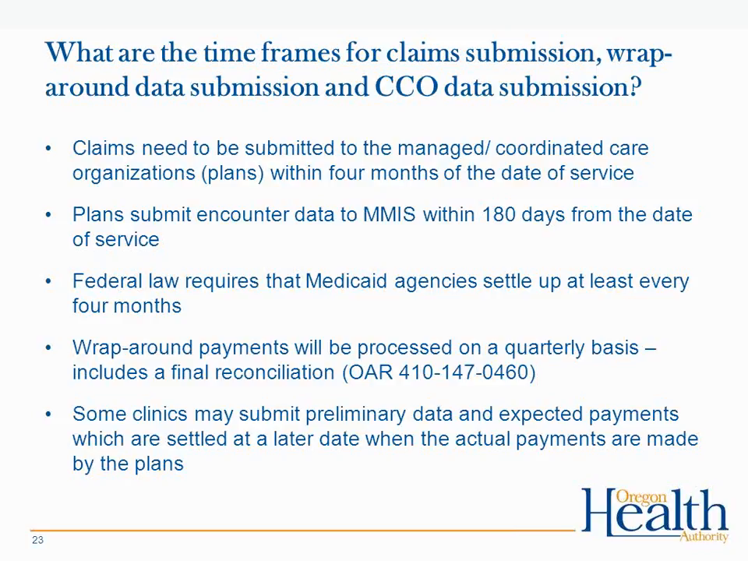Federal law requires that Medicaid agencies settle up at least every 4 months for the PPS encounter. So wraparound payments will be processed on a quarterly basis, and that includes a final reconciliation. That's an Oregon administrative rule that's listed there. And then some clinics may submit preliminary data and expected payments, which are settled at a later date when the actual payments are made by the plan.